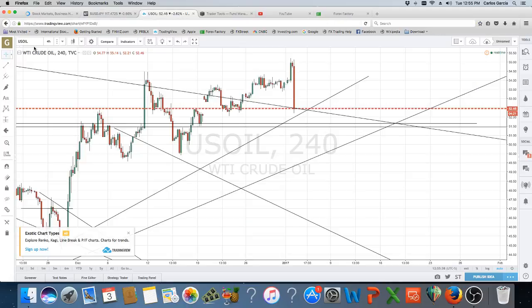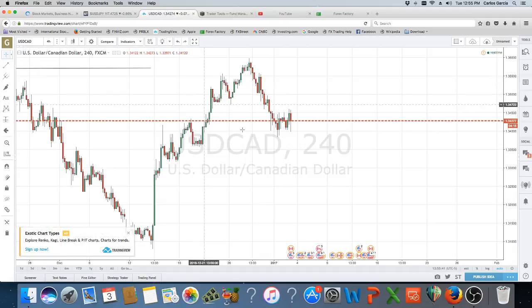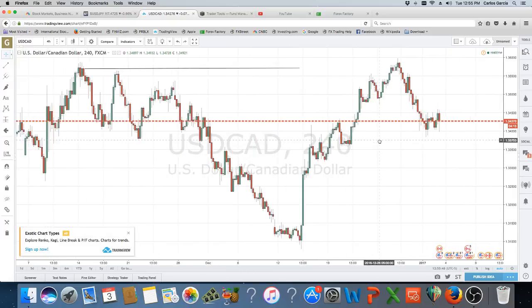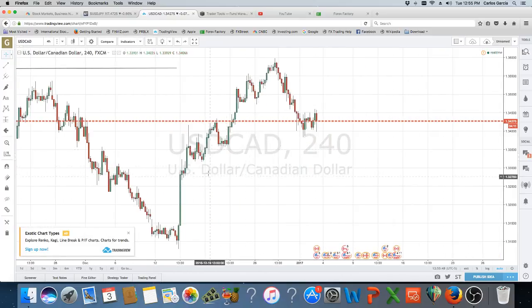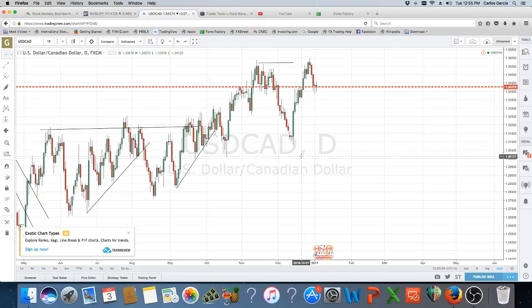One more trade I want to take a look at. Dollar Canadian dollar. Again, basically our oil trade. Trading at 1.3427. Right now, I'm kind of trading sideways here. We are still bullish, but we're still looking for 1.3585, which is the top here on the daily. Yeah, definitely still seeing bullish here.